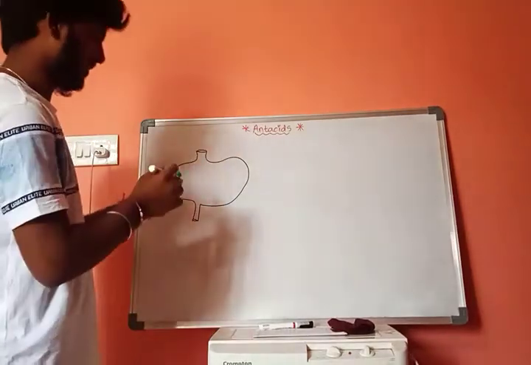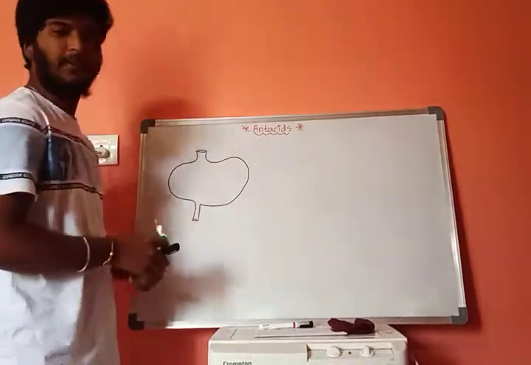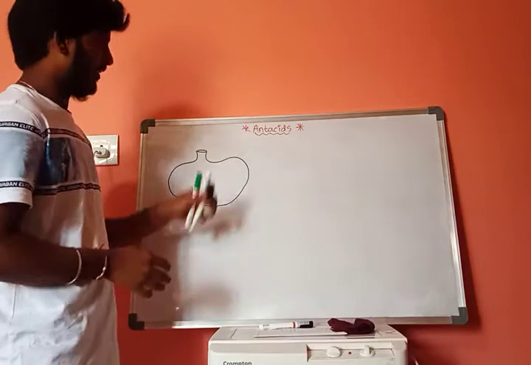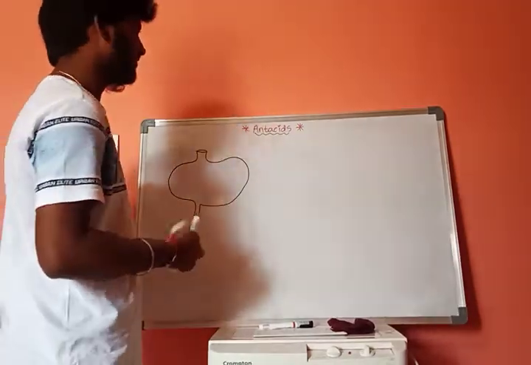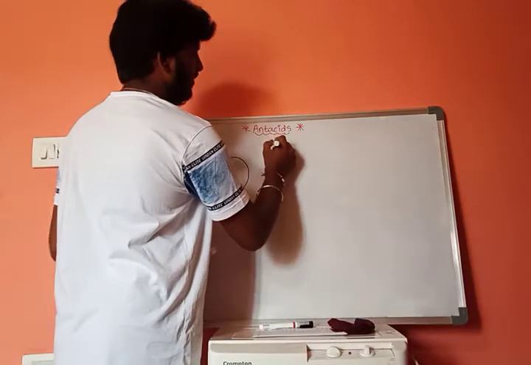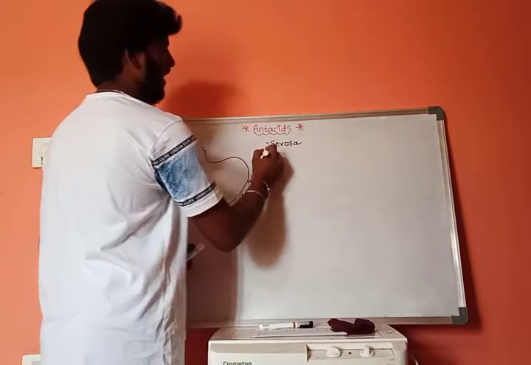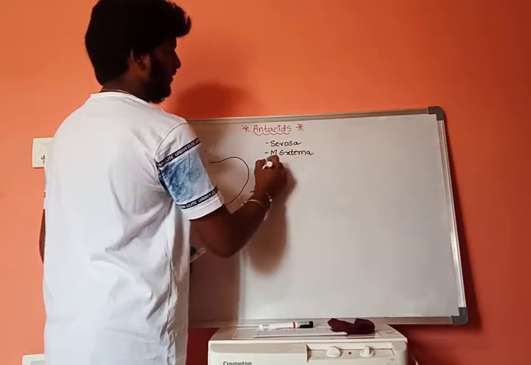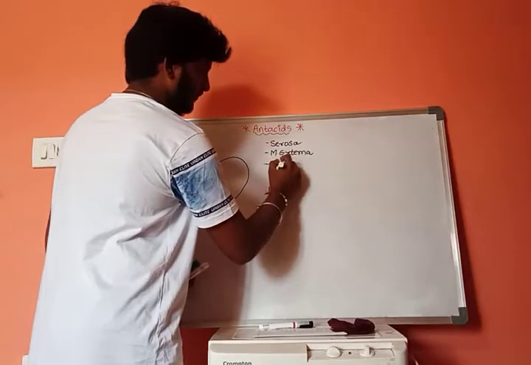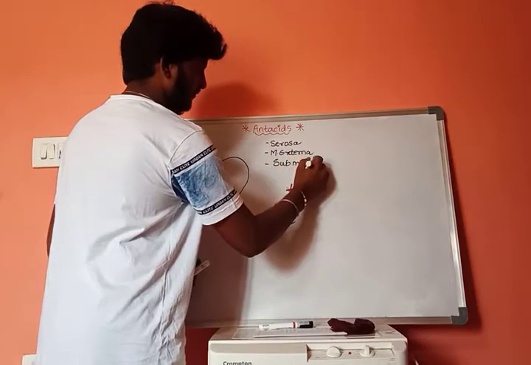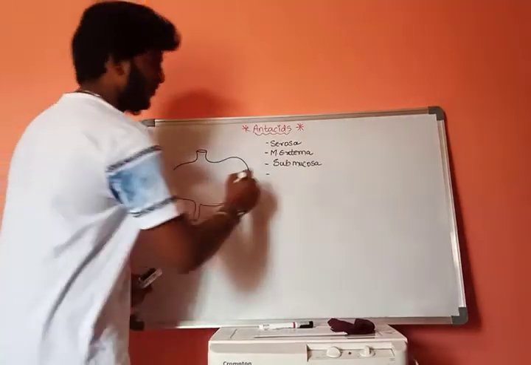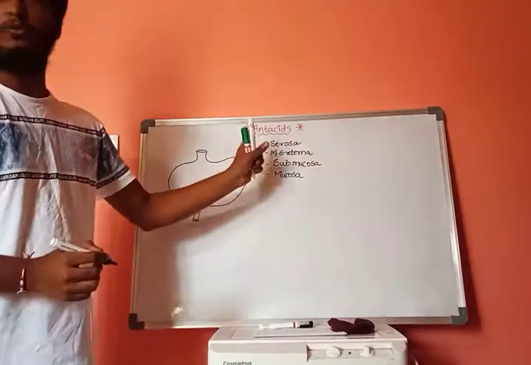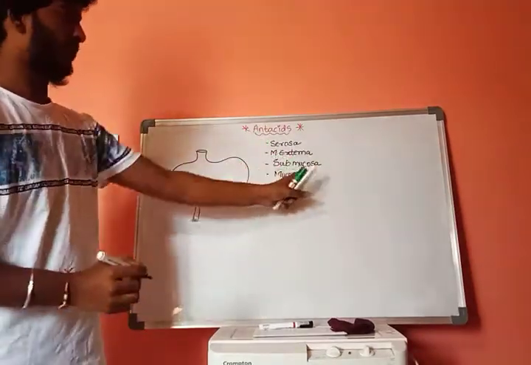Let us consider this is the stomach of a human being, and it consists of four different layers. The outermost layer is serosa, the second layer is muscularis externa, the third layer is submucosa, and the fourth one is mucosa. Serosa is the outermost layer, then muscularis externa, submucosa and mucosa.